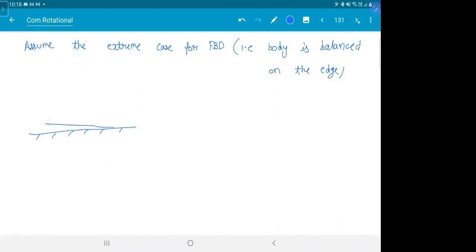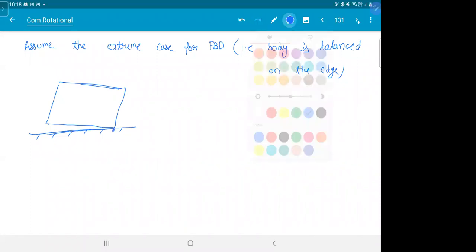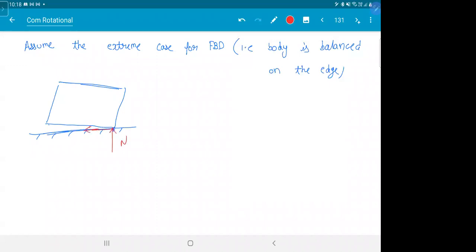Again, I'm exaggerating the figure. That angle theta is 0 actually. There's no angle there. Meaning this is flat only, but I'm just showing a small gap there so that it is just standing there. So what are the forces? Normal reaction, friction, F, mg.